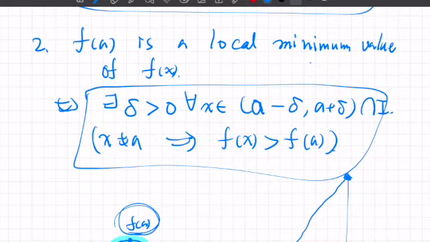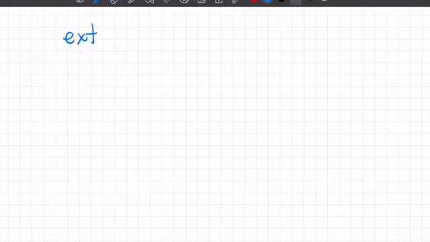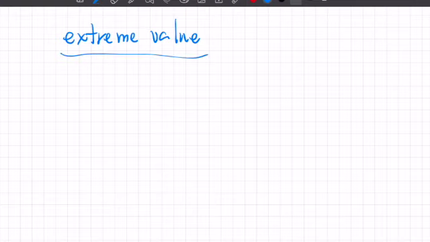And we also use the term extreme values. Extreme value means either a local maximum or local minimum. This notion includes both maximum and minimum. And of course, a global minimum can be a local minimum, but not vice versa. A local minimum may not be a global minimum, but a global minimum is always a local minimum.